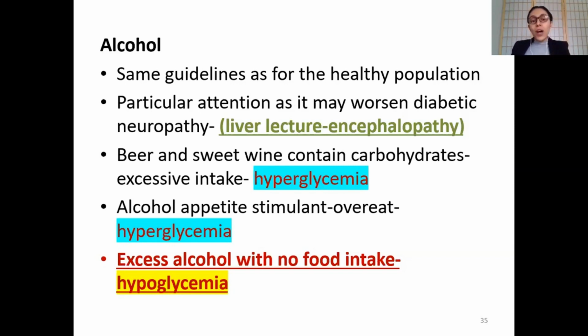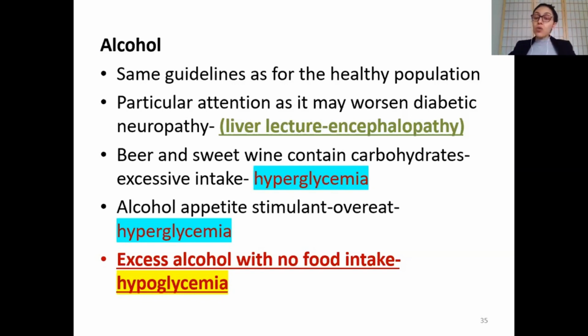Now when you have beer and wine, for example sweet wine, they contain carbohydrates, and an excessive amount of that will definitely cause hyperglycemia when it is taken with food and lots of drinks. Alcohol in itself is an appetite stimulant, therefore the individual may be likely to overeat. Overeating plus drinking can result in hyperglycemia. High blood sugar level is definitely not advisable for any diabetic individual.